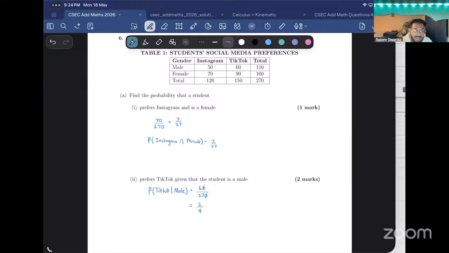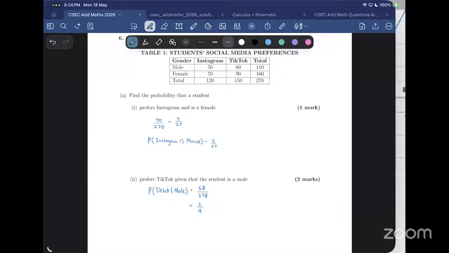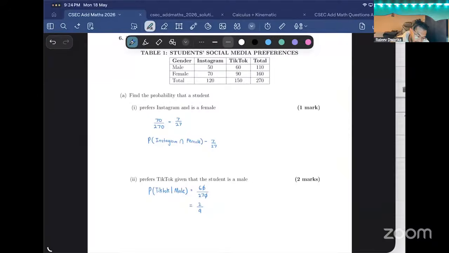Yeah, that's why it was 2 marks. Oh, conditional probability. Let me explain. Anybody that did what we just did is going to be wrong. Let me explain something. This is how conditional probability works.